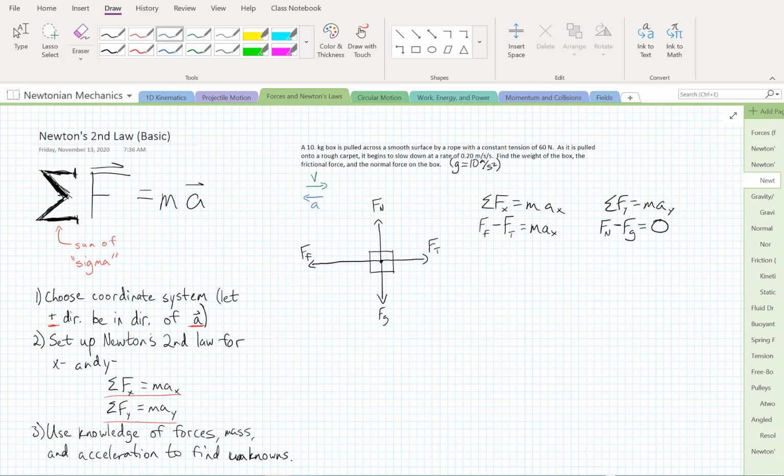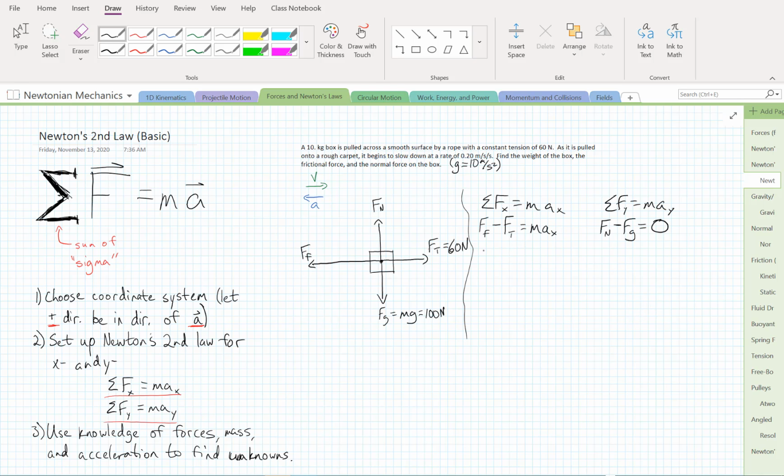Then we want to think about actually plugging in numbers. So what are we given here? We're given that the force of tension is 60 newtons. So I'm going to add that to my diagram, 60 newtons. We're also given the mass, 10 kilograms. So since force of gravity is mg, that's 10 kilograms times 10 meters per second squared. That's 100 newtons.